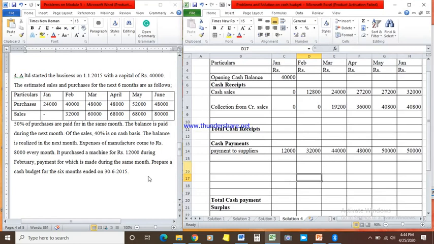Now let me take you to the other points. Here we have one more thing, that is expense of manufacture comes to 8,000 every month. So again I write here payment of manufacturing expenses, 8,000 every month we are going to incur.